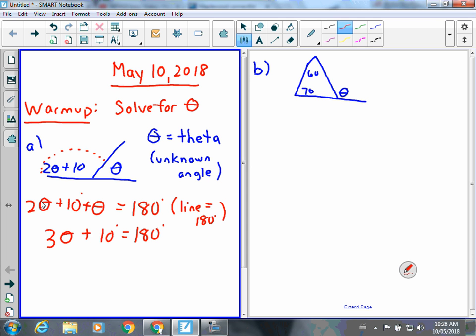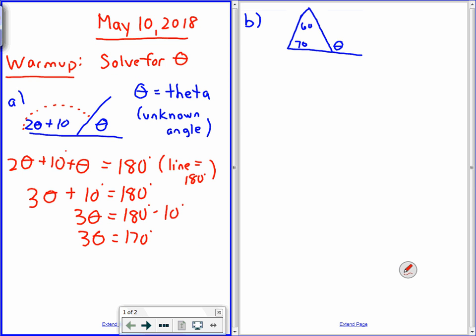Emma, I'm picking on you. How do you solve for that? 3x plus 10 equals 180. First step is? Good. What does it turn into? So it's going to be 3 theta, 180 minus 10. So 3 theta equals 170. Awesome. If I have 3 theta equals 170, how do I know what theta is going to be, please? 170 divided by 3. Very good. We should hopefully get 56.7 degrees.